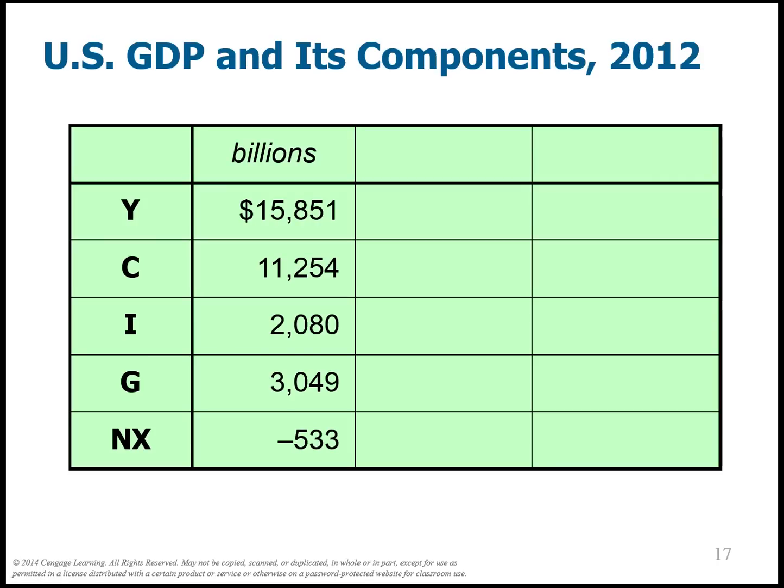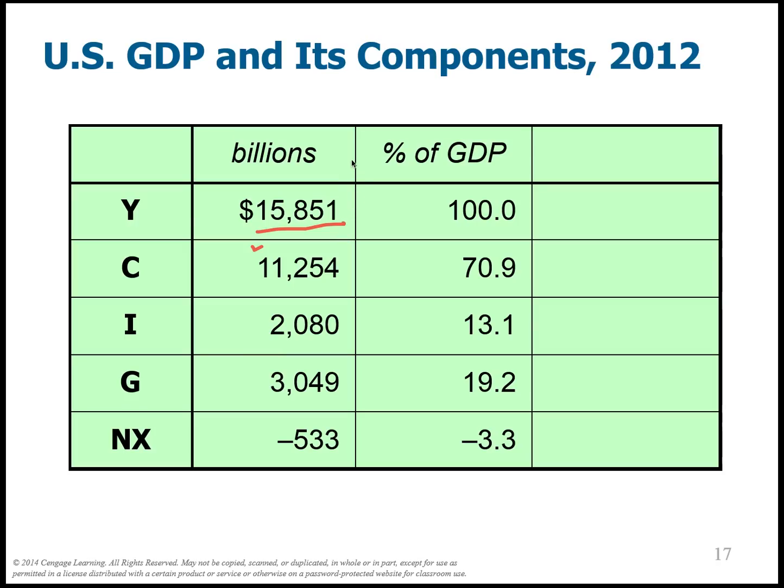Okay, so here's kind of an interesting chart. Here's the United States GDP and its components in 2012, right? Our total GDP is about $15,000 billion. So 15,000 billion is the same as 15 trillion. And here's the amounts that it is. There's about 11 trillion in consumption, 2 trillion in investment, 3 trillion in government spending, and negative 533 billion in net exports. This means that we import $533 billion more than we export.